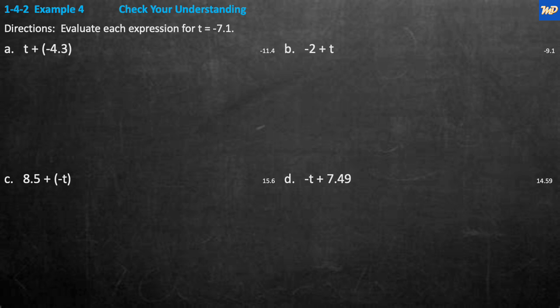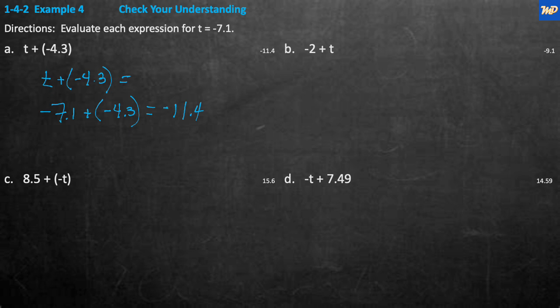On problem A, t plus the quantity negative 4.3. What does that equal, right? So the t is going to be negative 7.1. So negative 7.1 replaced for t plus the quantity negative 4.3. Well, they're the same, a negative and a negative, so you add the two, right? And when you add the two, you're going to end up with 11.4. And what's the sign? Well, when they're the same, it's whatever the sign is. In this case, it's negative.